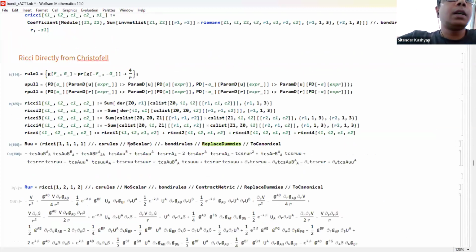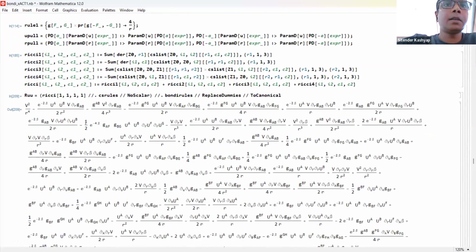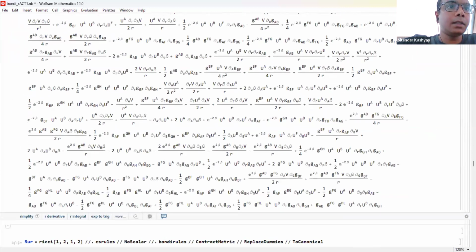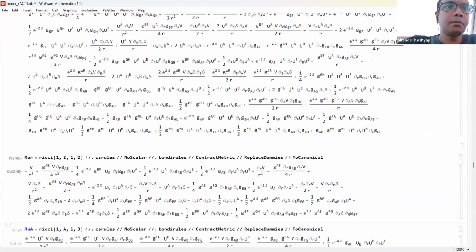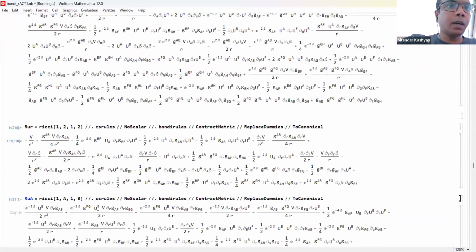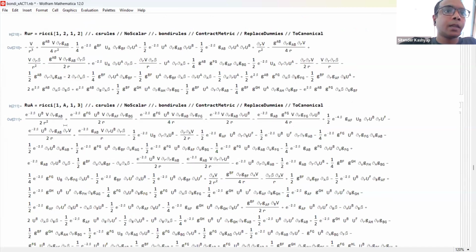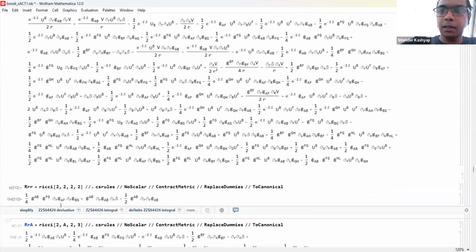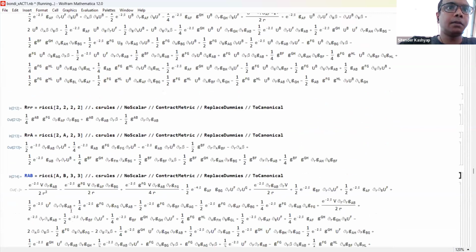So for example, you are faced with this Ricci tensor, and this is a huge expression. Then you have RUR, which is relatively shorter. Then you have RUA. Notice here we have 3 indices, so we'll put A here. And these are all RR, RA, RAB. So this is the final Ricci tensor.